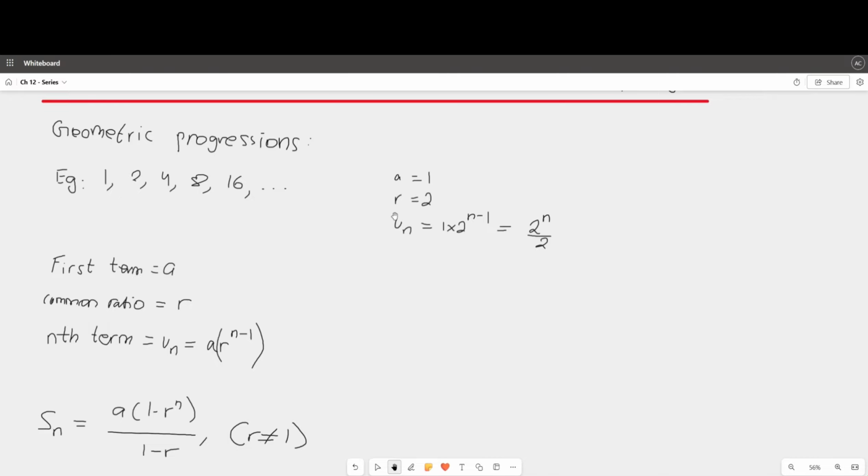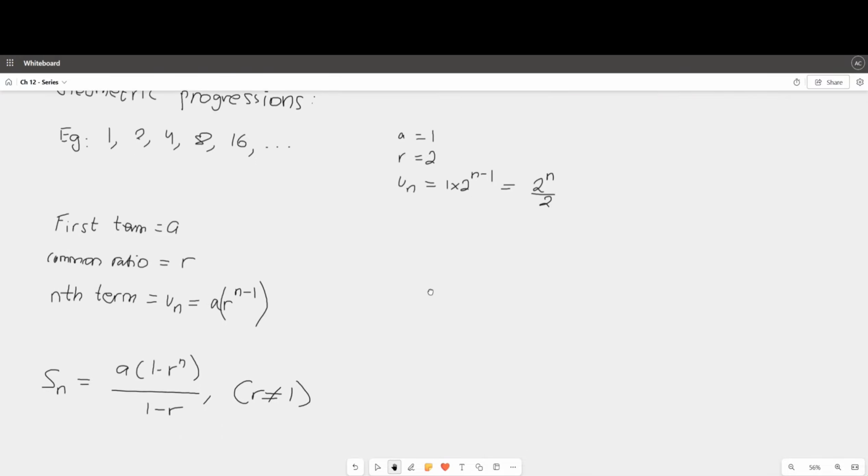So for this progression, if we find the nth term, we find that it's actually 2 to the power n all over 2. And you can substitute n values to check it if you want to verify.